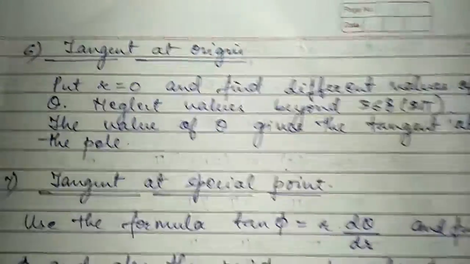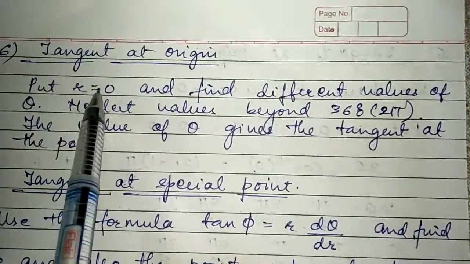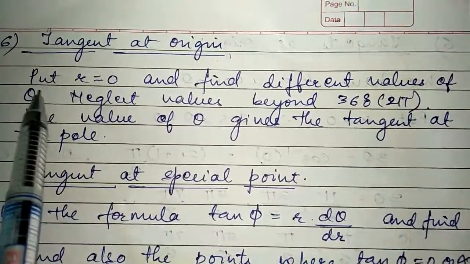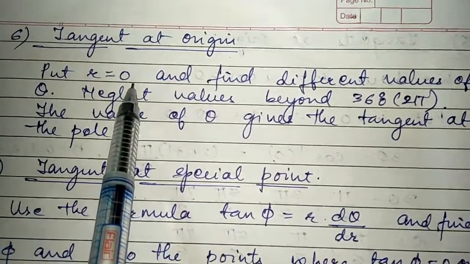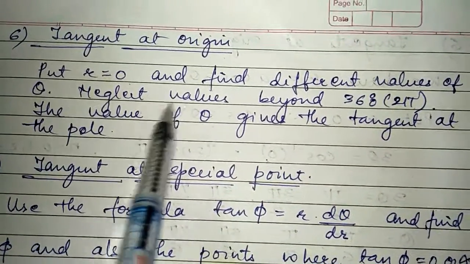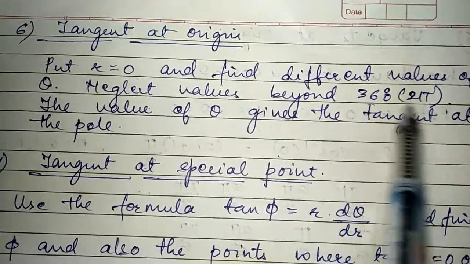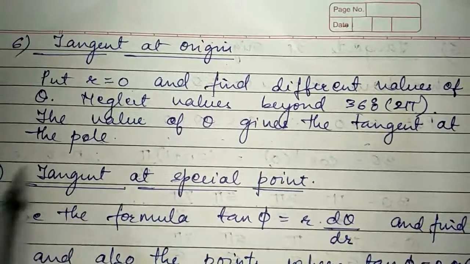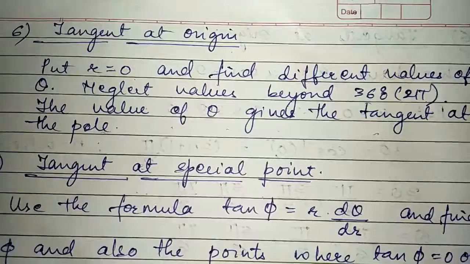Then you have to find the tangent at the origin. For that, you put r is equal to 0 and find different values of theta. You have to neglect the values beyond 360 degrees, that is 2 pi. The values of theta will give the tangent at the pole.